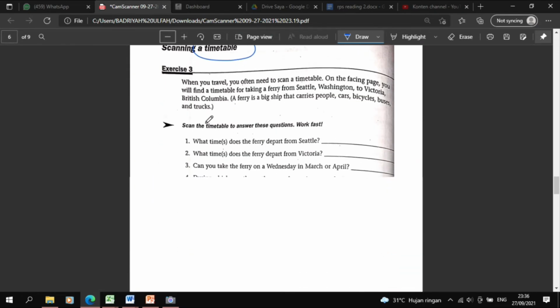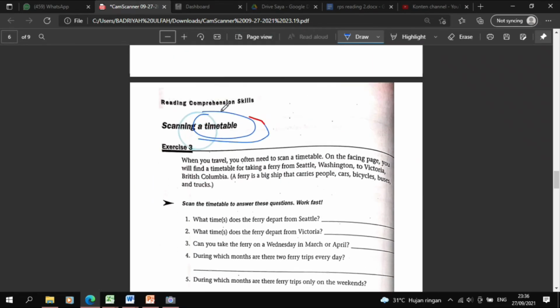Okay. Now let's go to timetable. A timetable is just like a schedule. So when you travel, you often need to scan a timetable. Another name for timetable is schedule. Okay, on the facing page, you will find a timetable for taking a ferry from Seattle, Washington to Victoria, British Columbia. A ferry is a big ship that carries people, cars, bicycles, buses, and trucks.